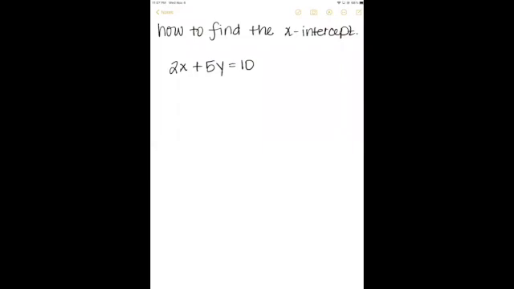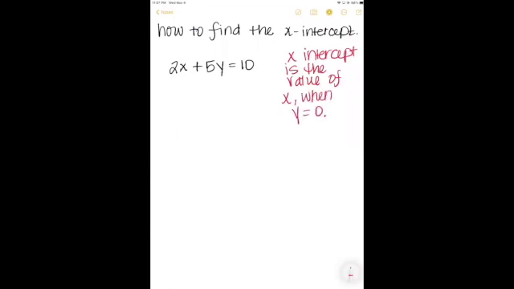All right, so how to find the x-intercept is similar to what we do to find the y-intercept. So the x-intercept, just like the y-intercept, is the value of y when x equals 0. The x-intercept is the value of x when y equals 0.